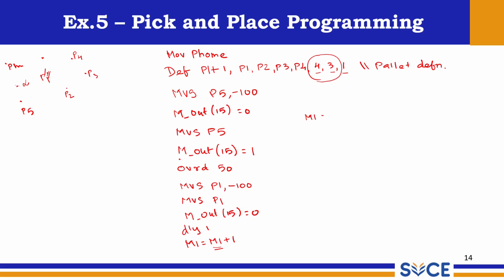M1 is equal to 1 to 12. That's it. For other points we need not specify. Obviously the robot will take care of this. So once all the work is over, we can end the program. Okay. So this is how we do the palletizing program. From P5 we came to P1. If it is reversed, from that point you come to P5, then that becomes a depalletizing program.